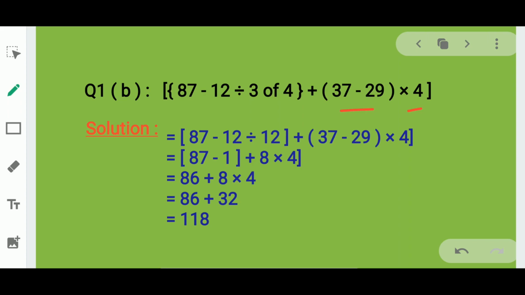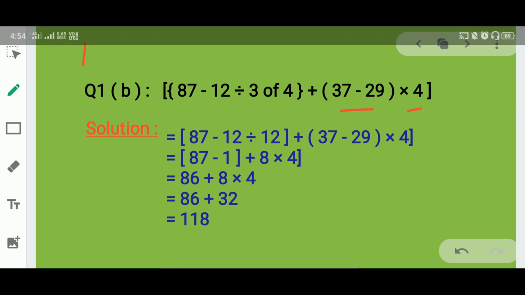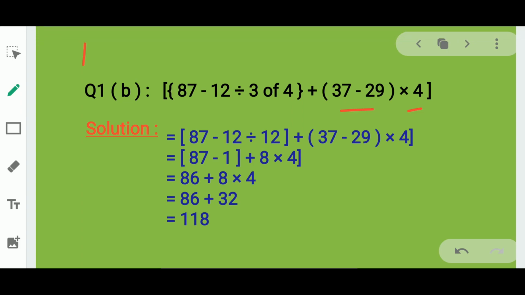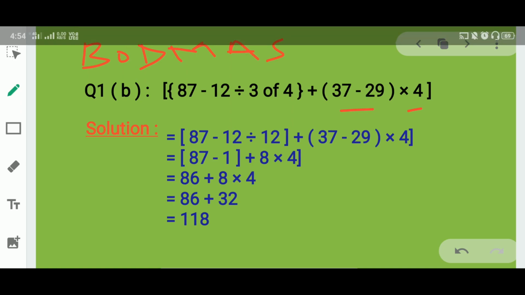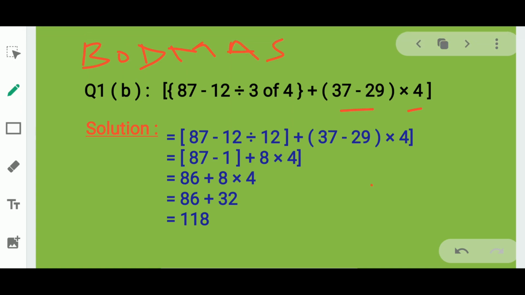Now we have BODMAS. I write it here, BODMAS. Now we have bracket first and as you all know, the small bracket should be solved first. One small bracket is there.